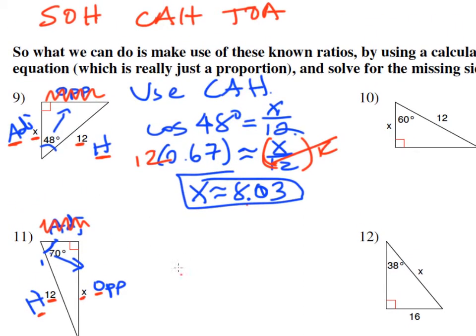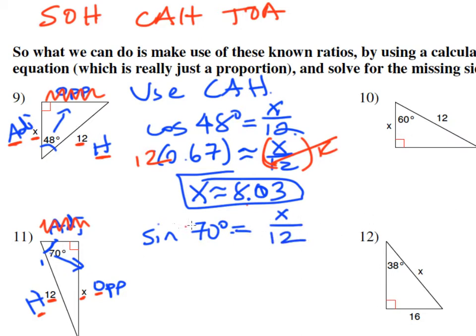So we're using O and H. Think about which one that is. Is that going to be SOH, CAH, or TOA? Which one uses O and H? It's SOH, the sine function. Sine of 70 degrees equals opposite, O, over hypotenuse, 12.